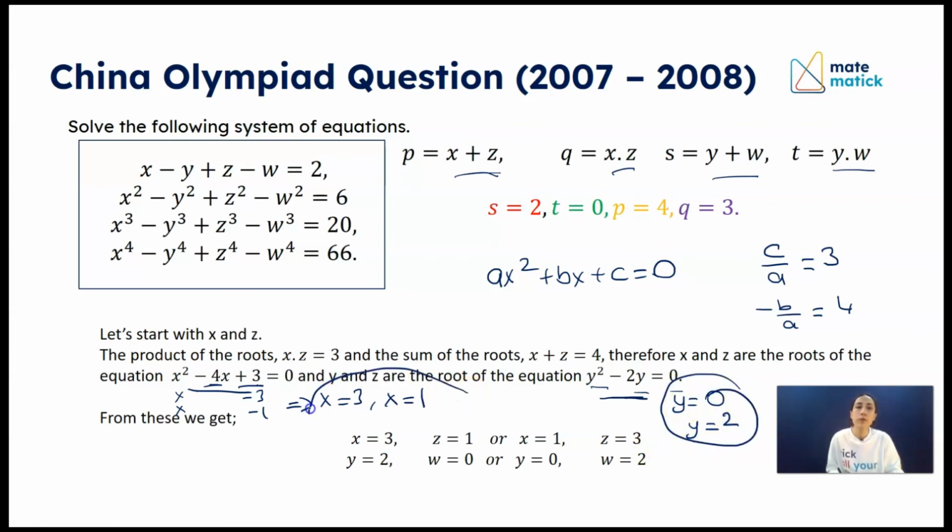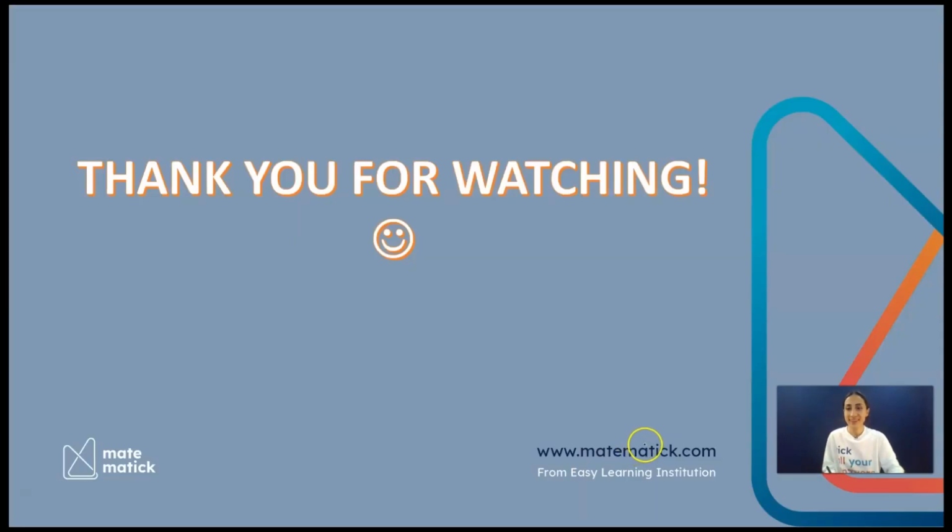So we have 4 possibilities. X is equal to 3, Z is equal to 1, or when X is equal to 1, Z is equal to 3, or Y is equal to 2, W is equal to 0, or Y is equal to 0, W is equal to 2. So this is also the answer for our question. And we are done with this.